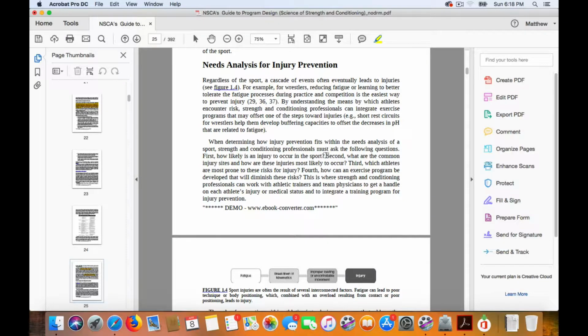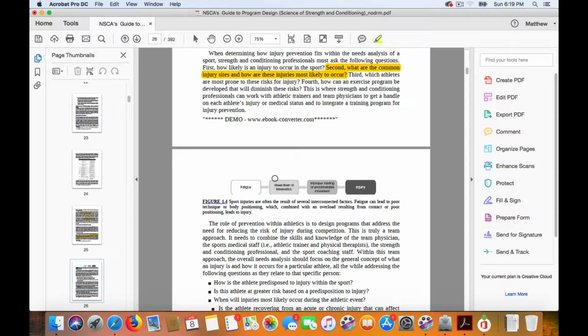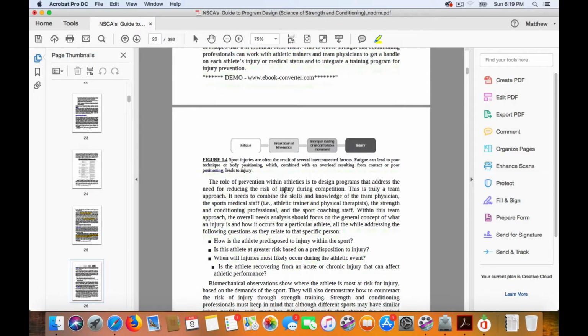What are the common injury sites? How are these injuries most likely to occur? How likely are they to occur in each sport? Which joint structure is more liable? And which athletes are prone, whether it's a position-specific injury or a predisposition. Anyone who's coming in with a previous injury is going to be predisposed to that injury, so they just need a little bit more strength and conditioning or coaching on how to make sure they stay in a good element of their kinematics so that they're not likely to get injured.